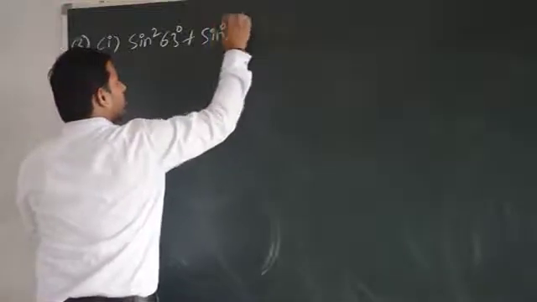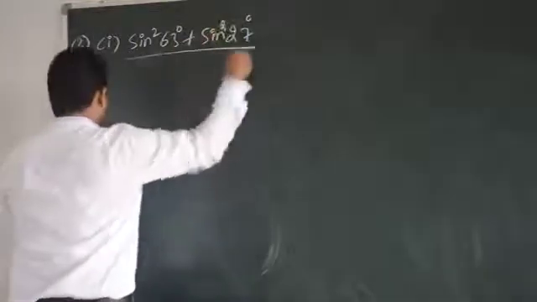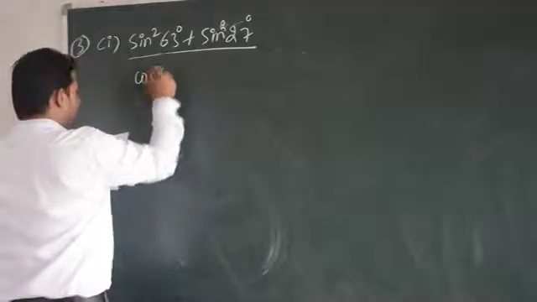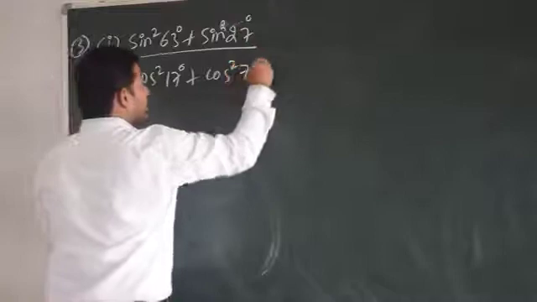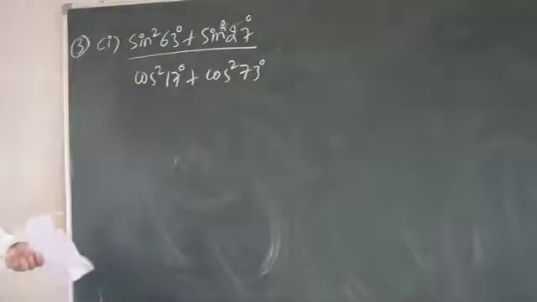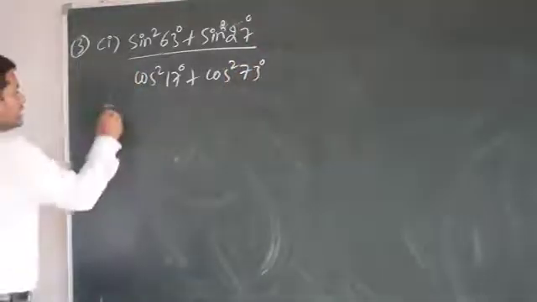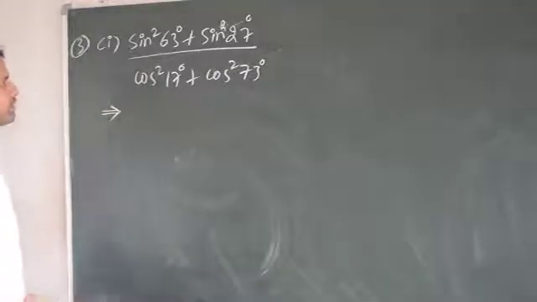Sine square 27 degree divided by cos square 17 degree plus cos square 73 degree. I have solved this kind of problems. These kind of problems have been solved already, but you should be able to solve it by your own method.